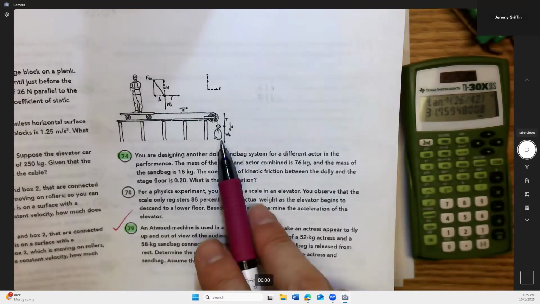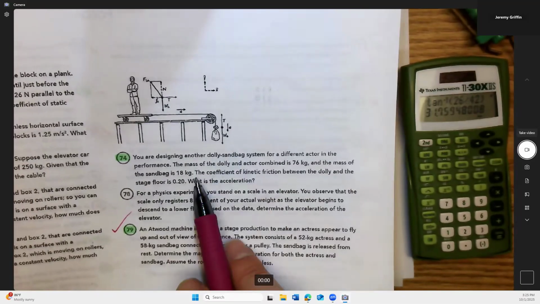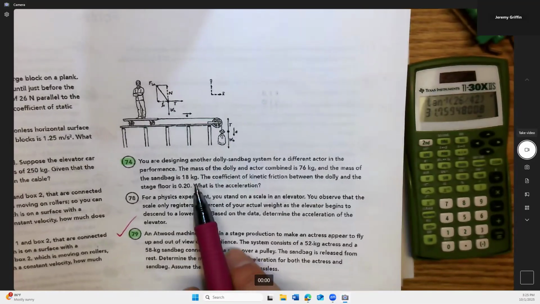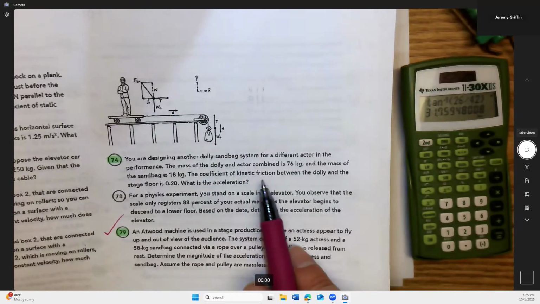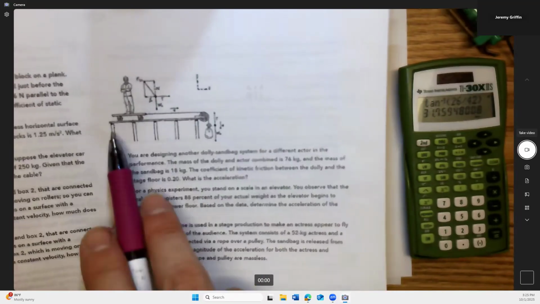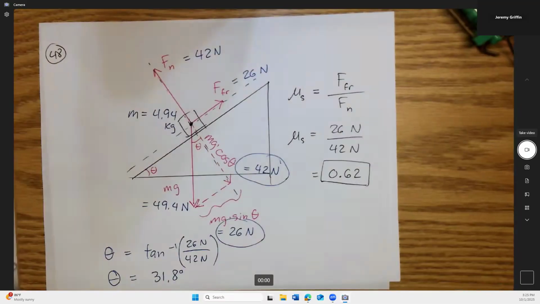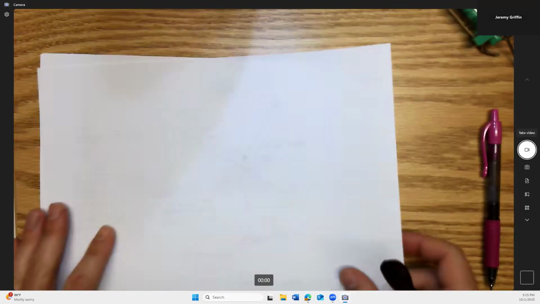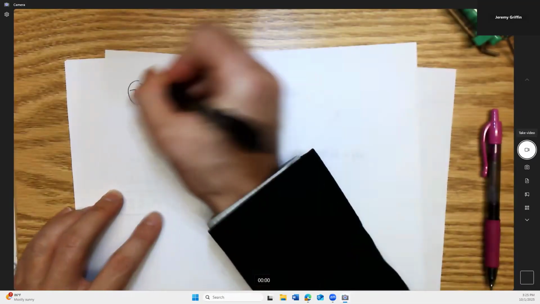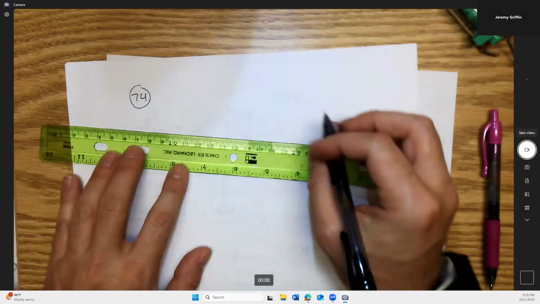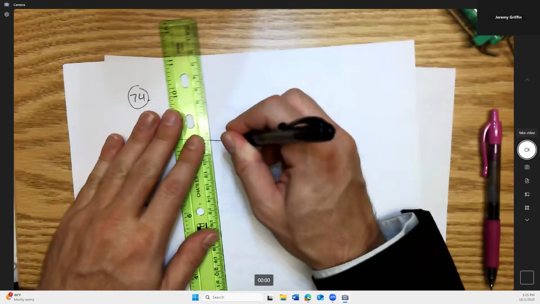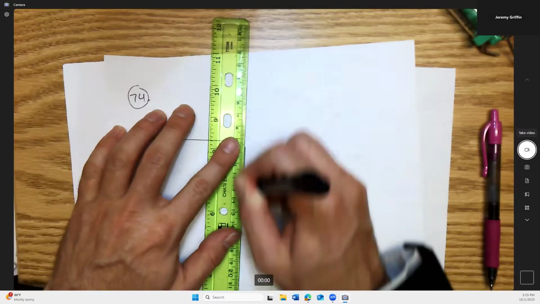The mass of the sandbag hanging down right here is 18 kilograms. Now that's a mass. The coefficient of kinetic friction between the dolly and the stage floor is 0.2. So there's a little bit of friction here also. What's the resulting acceleration? All right, so I think if I keep a good pace, I might be able to fit this before the end of class here. I think the best way to approach this is what's called a whole system approach.